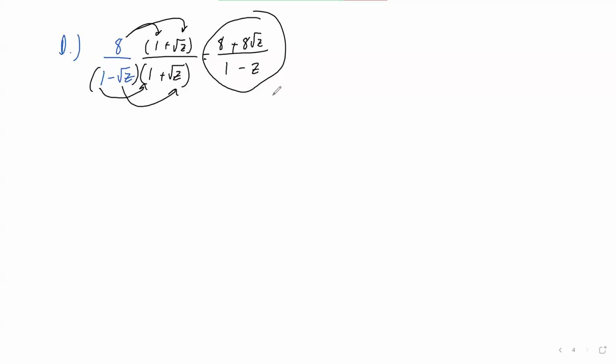All right. So let's try another one. Let's look at E. This one's a little bit different, so leveling up here. X plus Y over the square root of X plus the square root of Y.